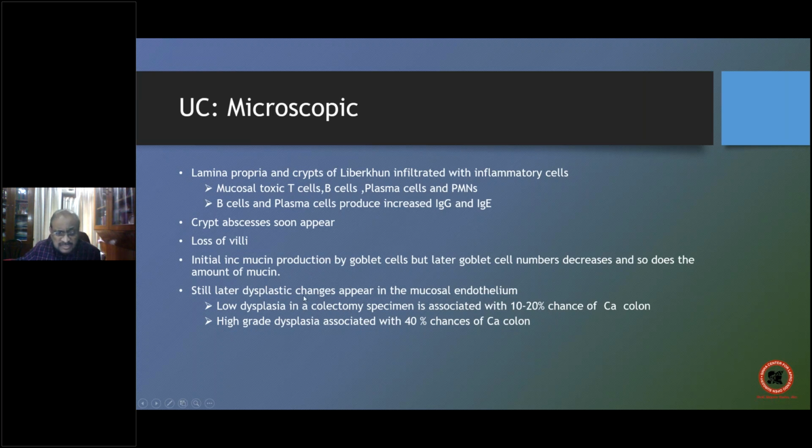Now, why is the dysplastic change important? If you've done a colectomy and you find dysplasia on histopathology, look for carcinoma colon. Why? There is a 10 to 20% chance of having carcinoma colon. If you have high-grade dysplasia, the chance of having a carcinoma colon increases to 40%.